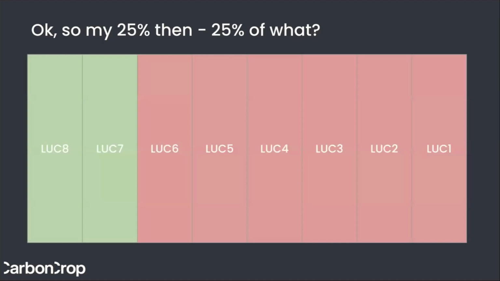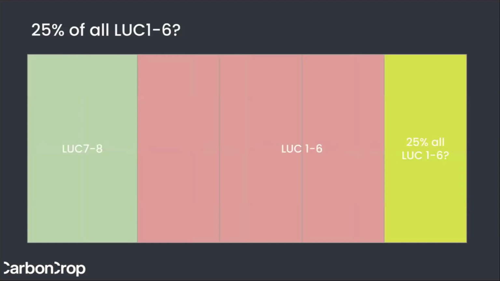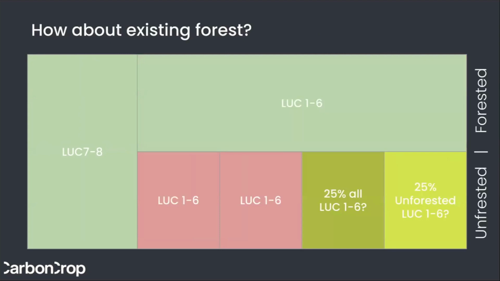So 25% of what? You've got your LUC 8 and 7, and then your LUC 1, 2, 3, 4, 5, 6, which, as we talked about before, we can basically lump all of those together. One possible interpretation is that the 25% will be of all of your LUC 1 to 6 land, regardless of whether it's forested or unforested, registered or unregistered. You've got this allocation and you can then spread that around how you like. But existing forest is already there, and there's a question of how that's treated.